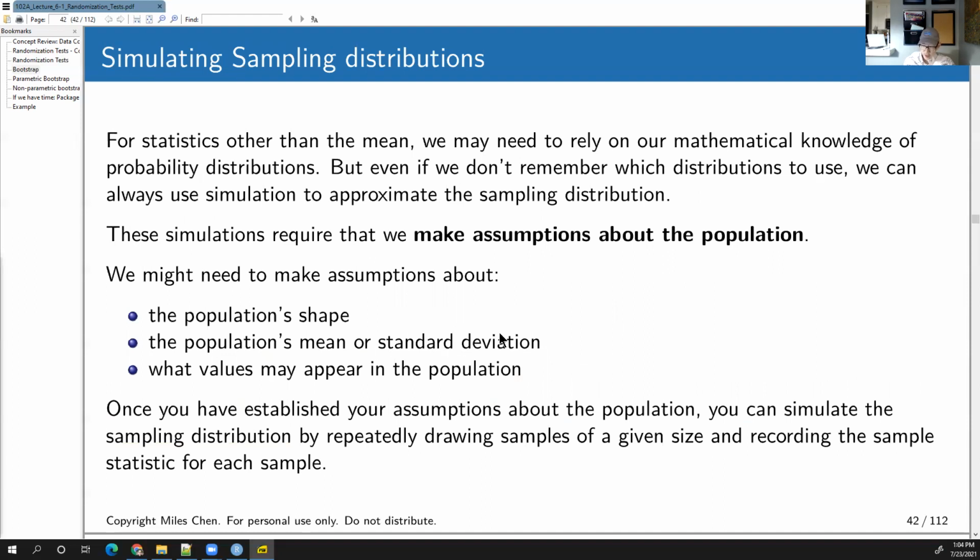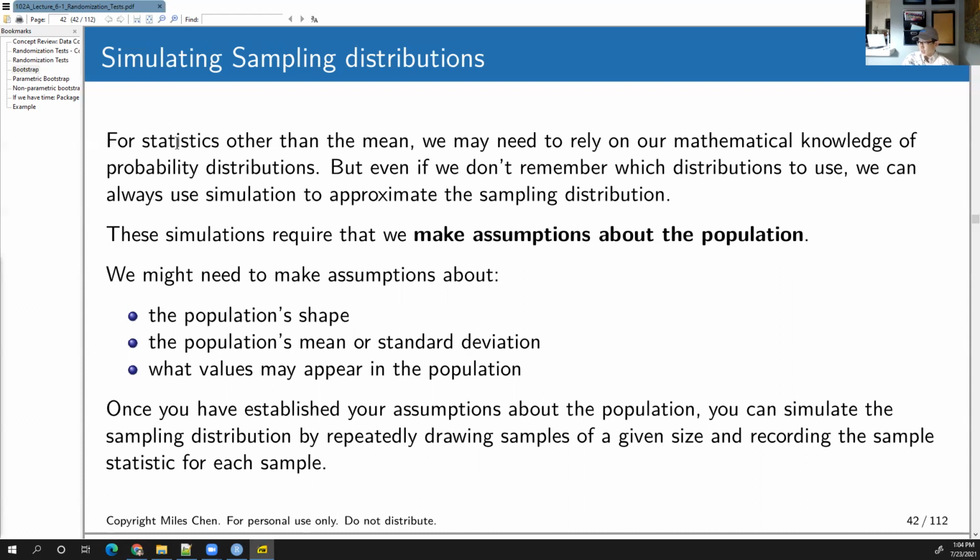So what we can do now, which is what Bootstrap is all about, is that we can simulate a sampling distribution. But to do this, we have to make assumptions about the population. And so the first kind of case we're going to do is parametric bootstrap.